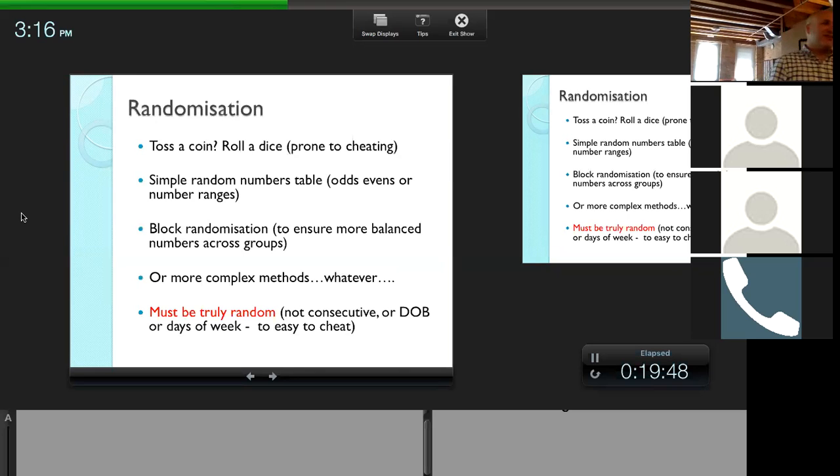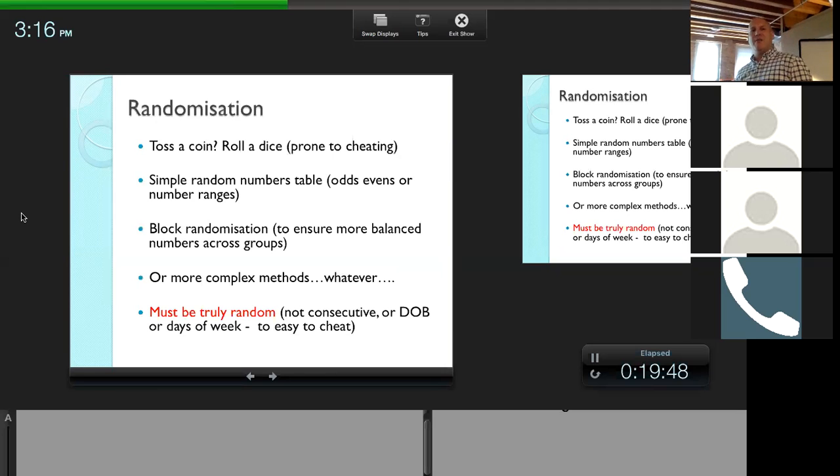Back in the day, there were simple random numbers tables. There are books that you can still get in old science libraries, literally just lists of random numbers, and you can use those to generate your random list. Most people now just use Excel or something like that to generate it, or there are online programs like Research Randomizer or Randomize Me, where you can put in what you want and it'll do it for you.